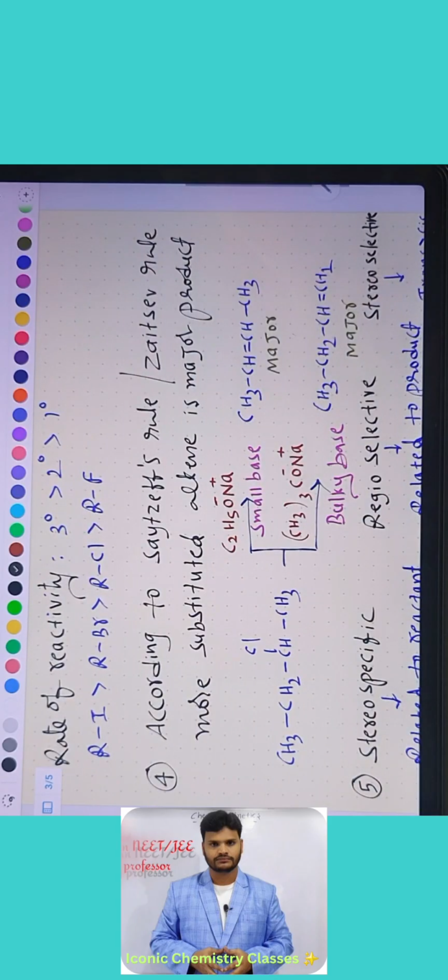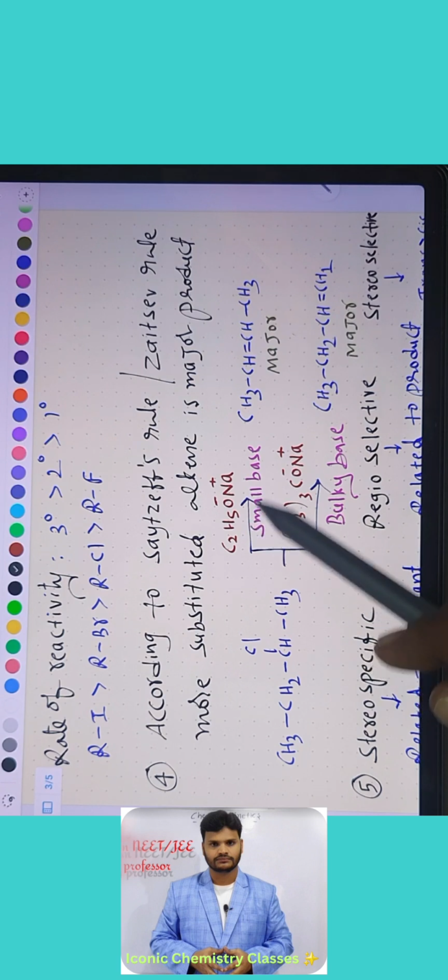Clear? Next, fourth point. According to Saytzeff rule or Zaitsev rule, more substituted alkene is the major product. Everybody knows this one. Clear? Here two possibilities. Actually, here you will get two products. One is 1-butene, second one is 2-butene. Out of two, which is major? 2-butene is major.